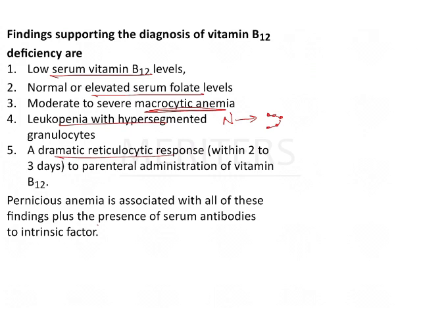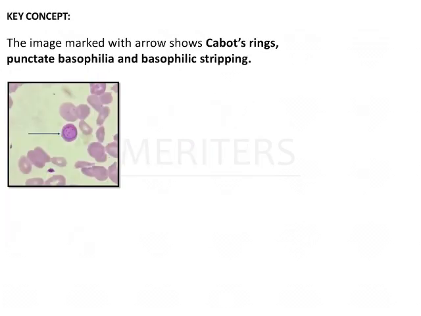Pernicious anemia is associated with all of these findings plus the presence of serum antibodies to intrinsic factor. So what you see over here is the Cabot's ring. This is because of basophilia and basophilic stippling that is seen over here. Howell-Jolly bodies are also seen in pernicious anemia, and Howell-Jolly bodies are, you have the RBC and you have a small dot over here. This is due to clumping of the DNA. These are what are called Howell-Jolly bodies.